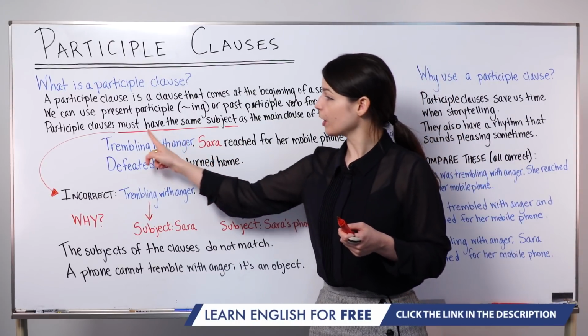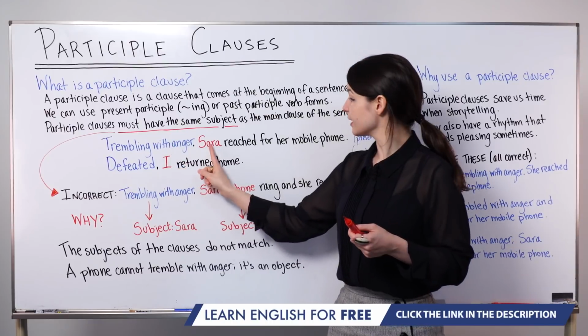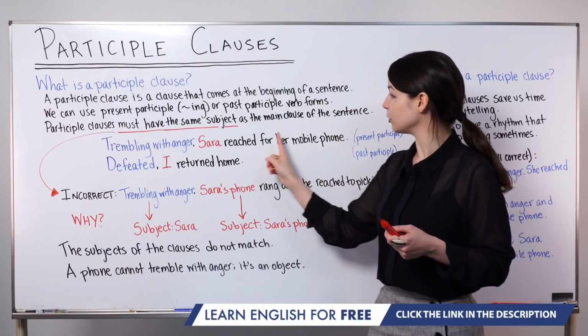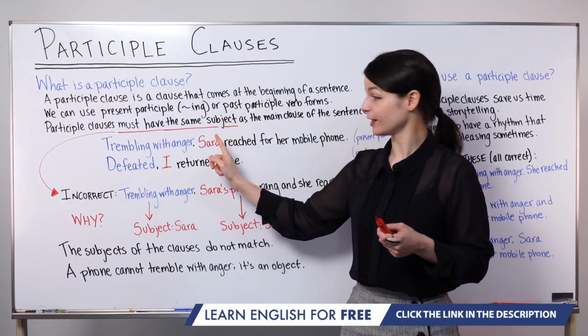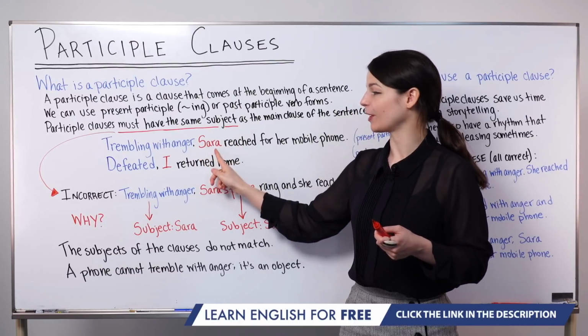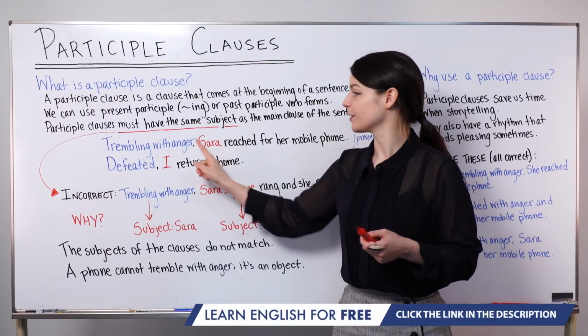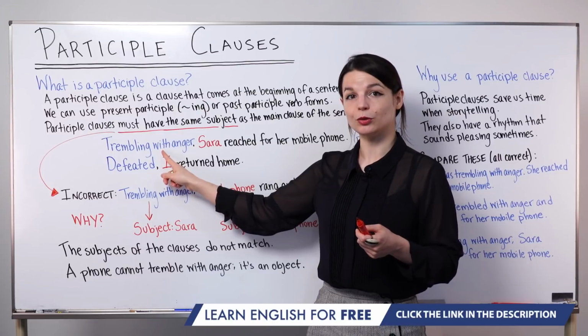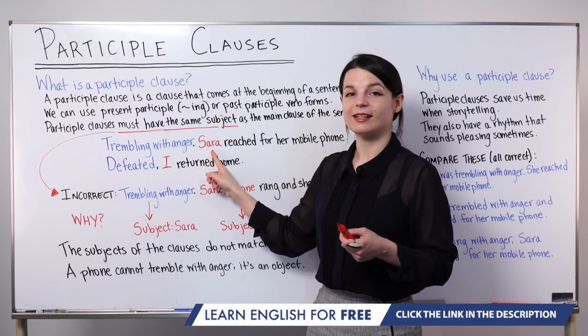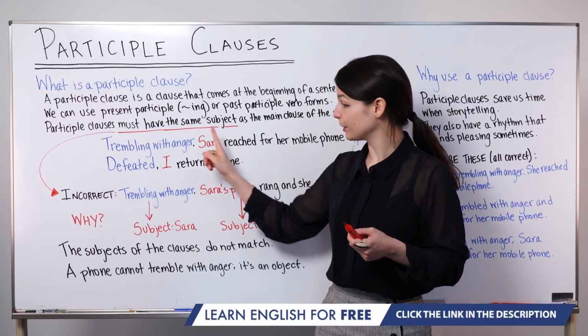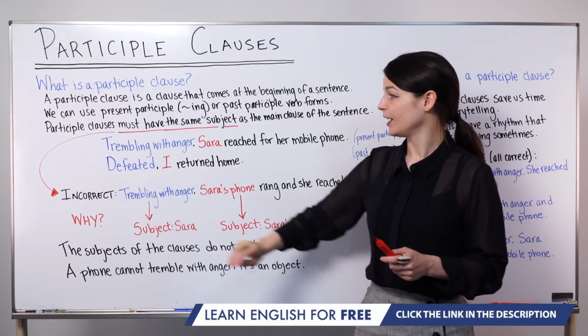So here, trembling with anger and Sarah reached for her mobile phone have the same subject. The subject is Sarah. I've marked the subject in red. So the participle clause is in blue. The subject is in red here. Same thing with the next example sentence.